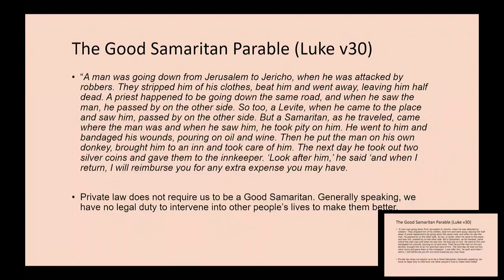Okay. Tort law does not require us to be a good Samaritan. Okay, that's the critical thing. We don't have to rescue people. We can walk on by. There is no duty to rescue in the common law. We have no duty to take positive actions to intervene into other people's lives to make them better. It's more focused on making sure that we don't harm others by our positive actions than when we omit to act when we could have taken action and improved the lives of others.